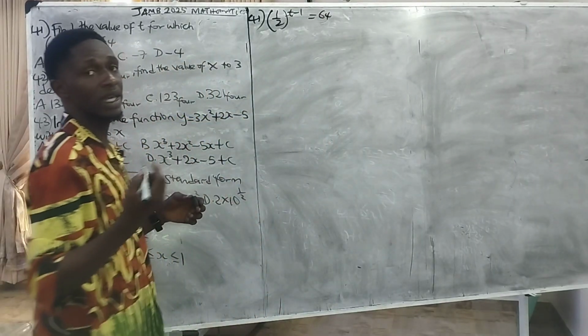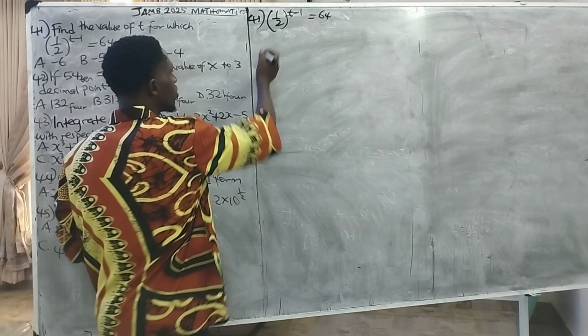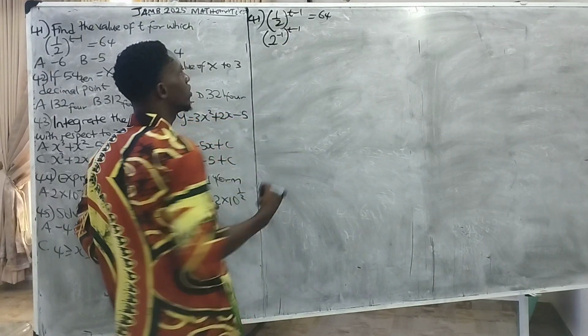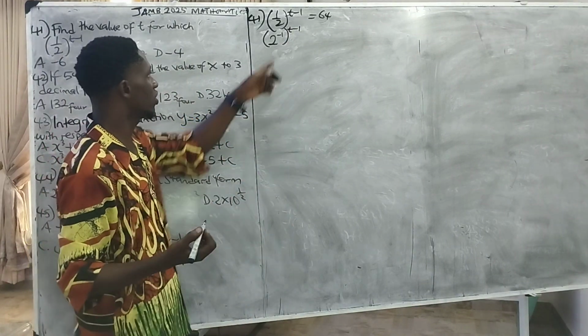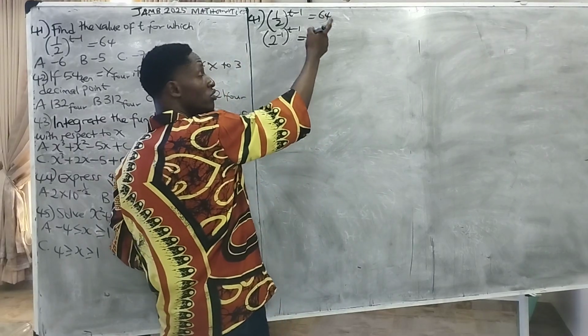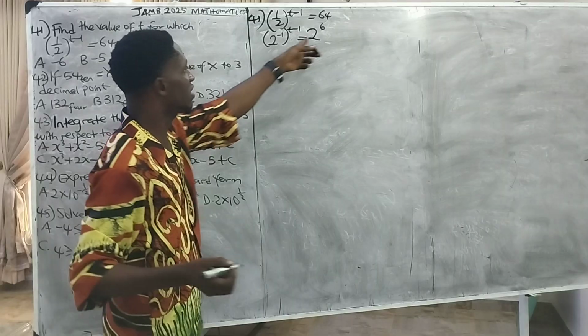So we have what is called index law. Whenever there is a fraction, the power here is minus 1. Let's take it up. So this is like 2 raised to the power of minus 1, raised to the power of t minus 1. Reason is because you can see that we have a fraction here. So how many times can 2 go into 64? It is 6. That is 2 raised to the power of 6.